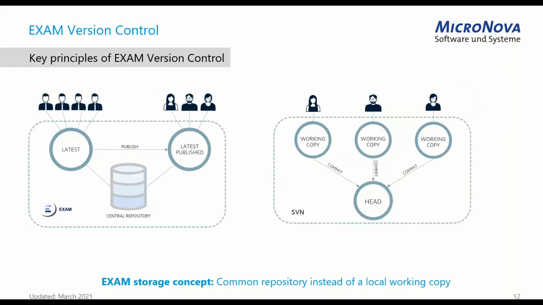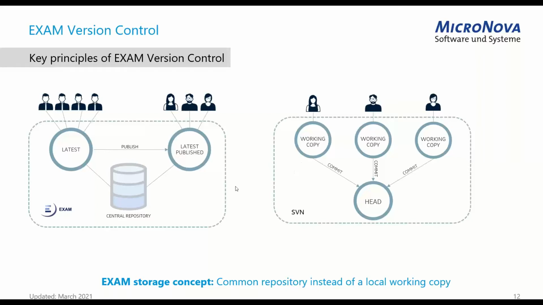Now what we have here is a small illustration regarding the key principles of EXAM version control. On the left side, you see an illustration of how version control is realized for the test automation of EXAM. And on the right side, you see an example of how this is normally done by a version control system like SVN. The big difference is that the EXAM storage concept focuses on a common repository instead of working with local working copies.